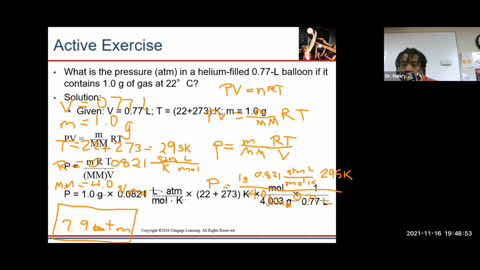Okay. Questions? Concerns? R is given to you. It's a constant. R is the ideal gas constant, so it's always going to be the same. If you look on your conversion sheet with your periodic table, there'll be a value for R.